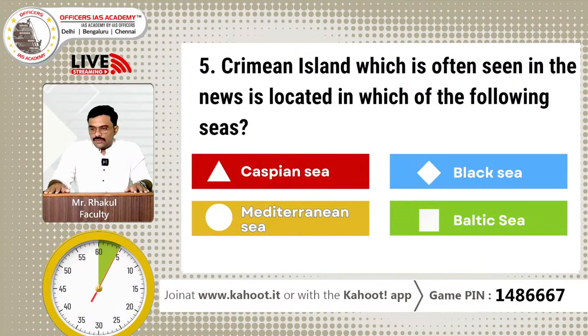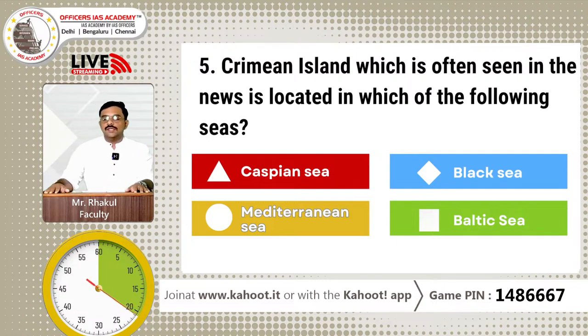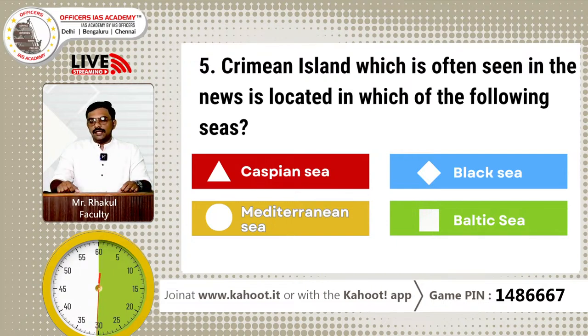Fifth question. It is a geography or map related question. Crimean Island, which is often seen in the news, is located in which of the following seas? It is again a 30 second question. Options are option A, Caspian Sea, option B, Black Sea, option C, Mediterranean Sea, option D, Baltic Sea. 10 more seconds for you to answer.